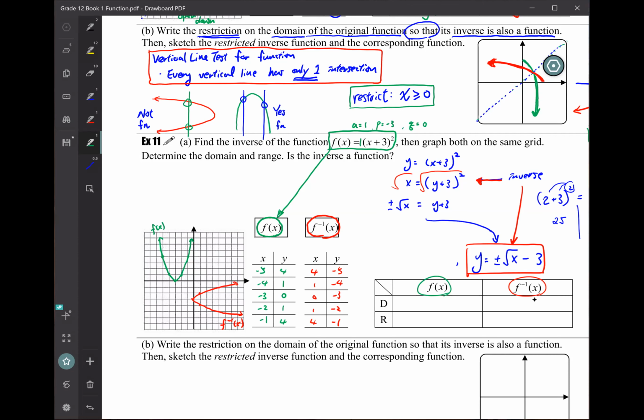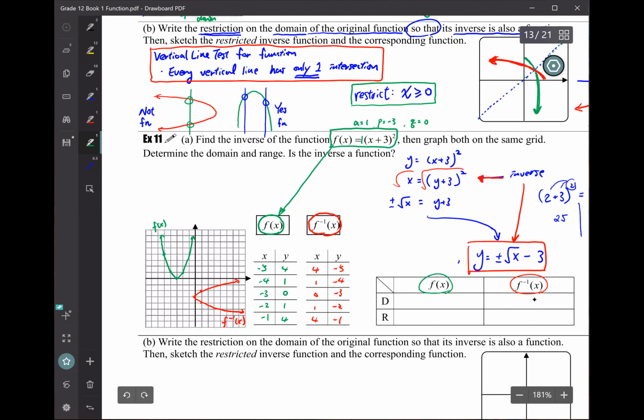Trudy, how are you doing? Can you tell us your domain and range for the original? The x is all real numbers, and the range is y is bigger than or equal to 0. Yep, very good. And then for the inverse, we just swap it, right? So it will be x greater than or equal to 0, y is all real numbers. So if you know the original, you just swap x and y.